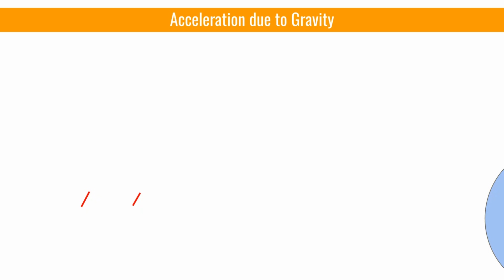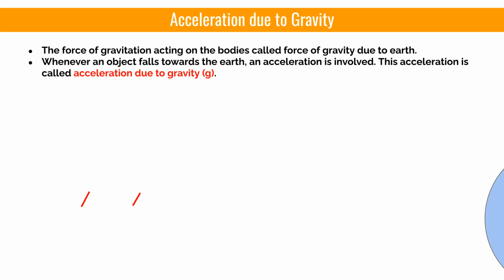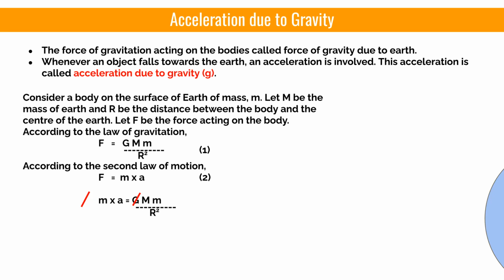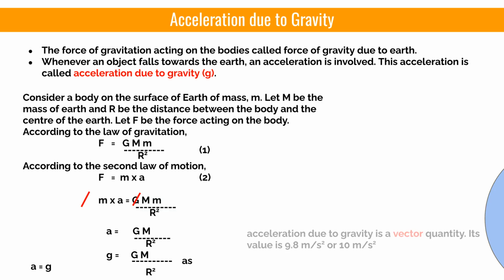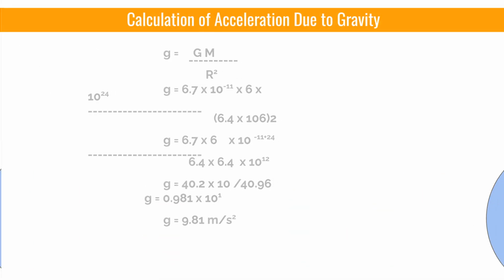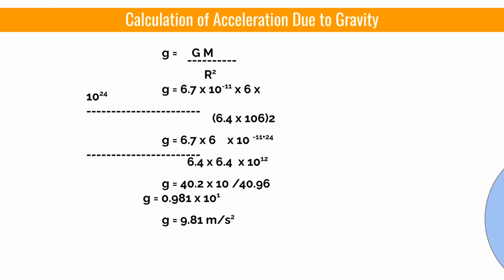The force of gravitation, acting on a body due to the Earth, is the force of gravity. When an object falls toward the Earth, the acceleration involved is called acceleration due to gravity, or g. We derive the formula for g as GM over R squared, and its value is approximately 9.8 meters per second squared. By substituting the values for the gravitational constant G, mass of Earth M, and radius of Earth R, we calculate the acceleration due to gravity g to be 9.81 meters per second squared.